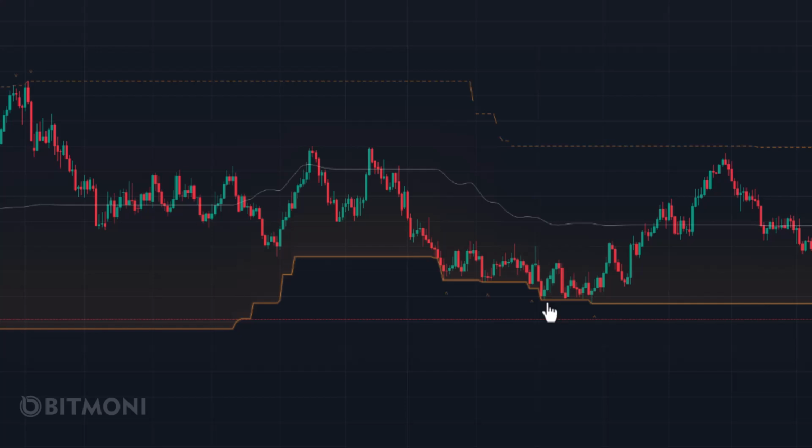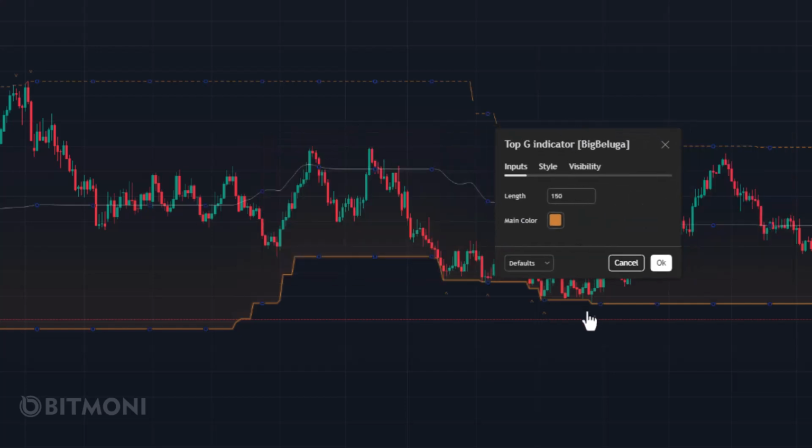Now, how can we use this indicator to trade? Well, I'll tell you. But before that, let's take a look at the setup and see how customizable it can be.